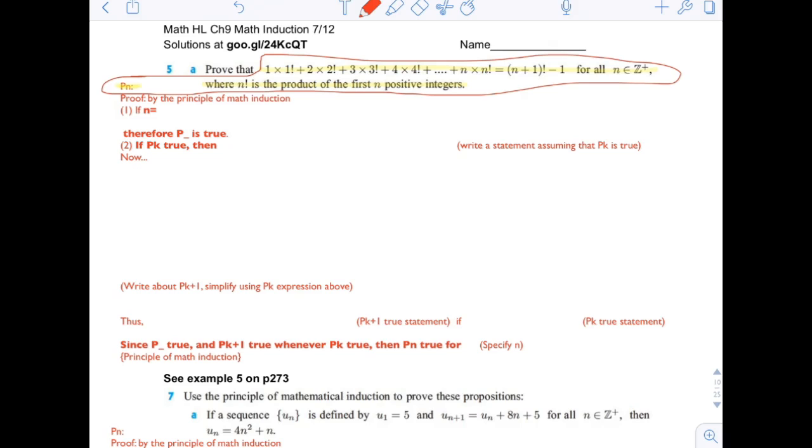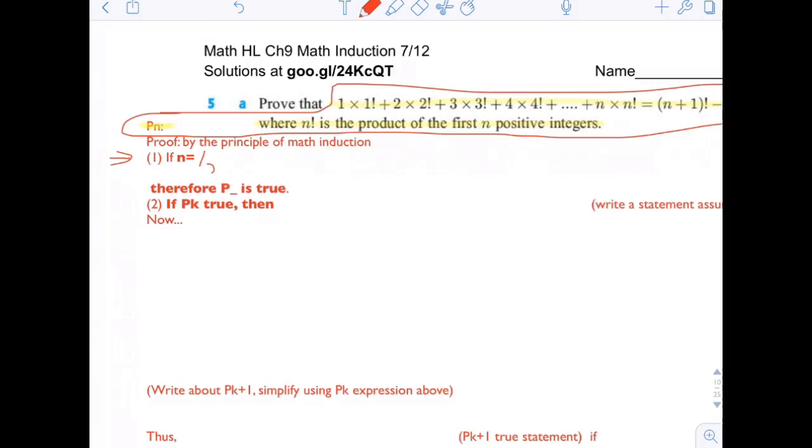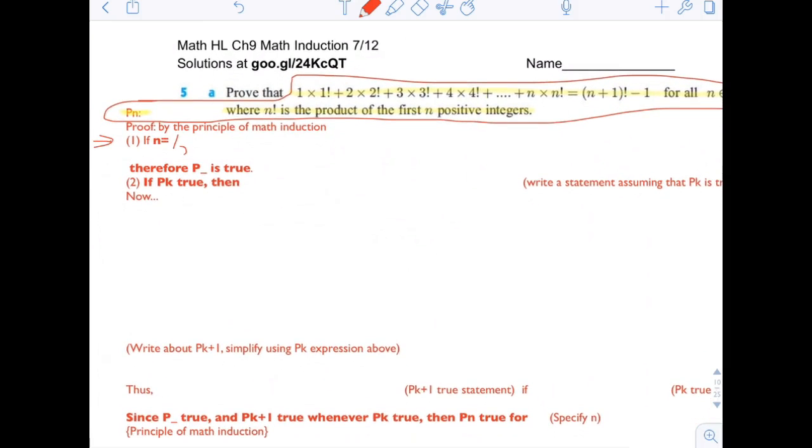So in the base case, we're going to say that n is equal to the first value. In this case, the first value is 1, because n is all positive integers. So if n equals 1, then what can we say? The last term here would be 1 times 1 factorial, which would just be 1. So the first term is 1, the last term is 1. 1 times 1 factorial equals 1, and that is equal to the right side.